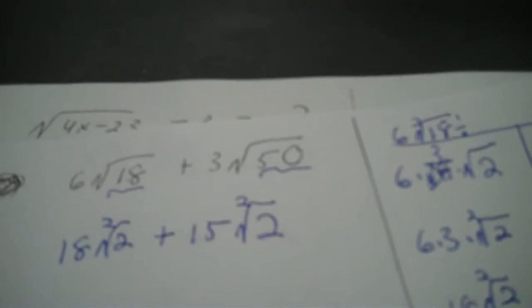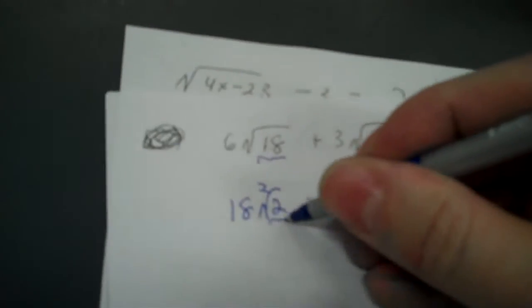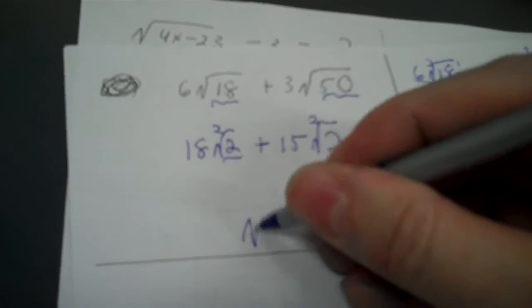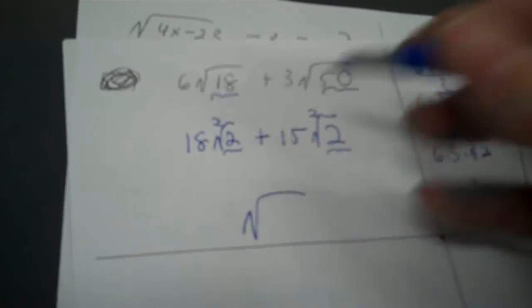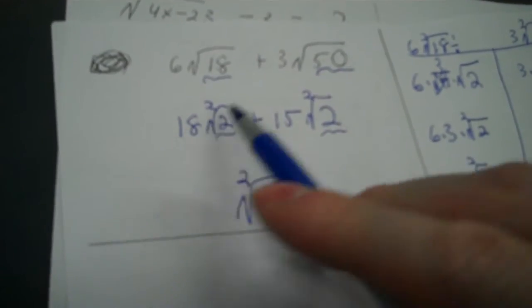So that's going to work right there. Okay, and then I look under the roots, and what do you know, they're the same. So I can now write just 1, condense it into 1, radical 2, and that allows me to add the outsides. 18 plus 15 is 33.